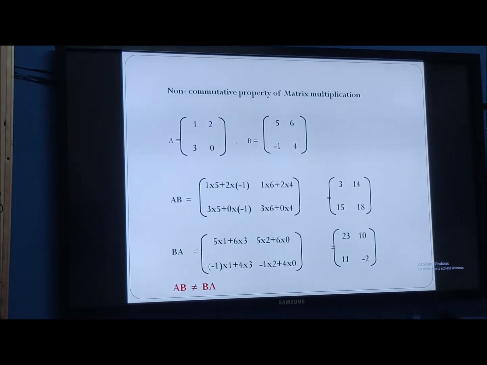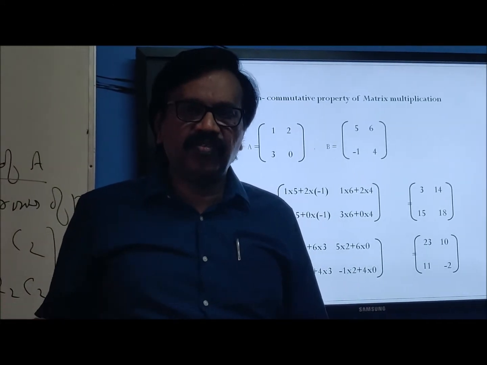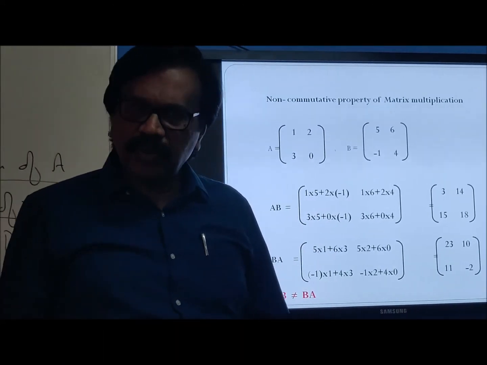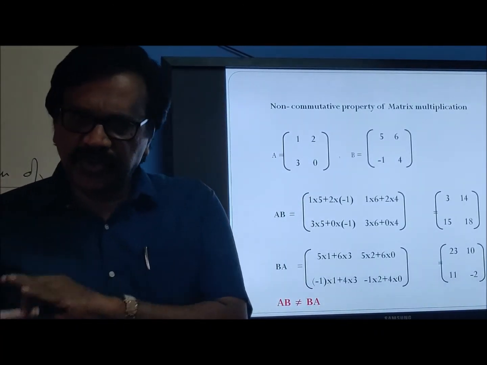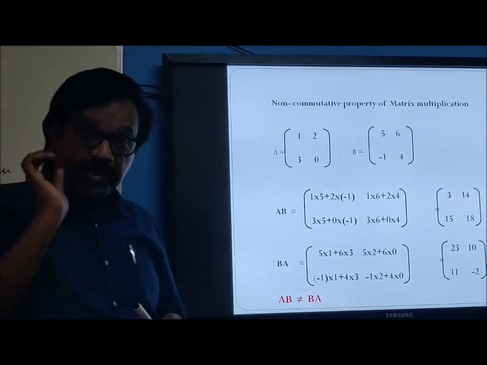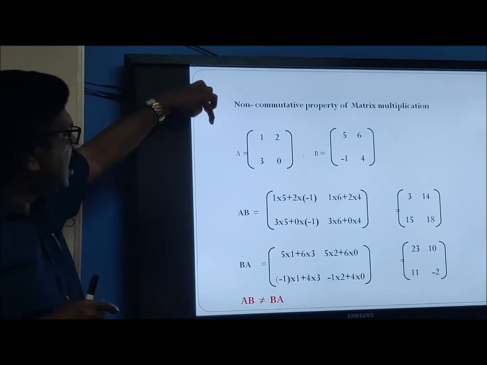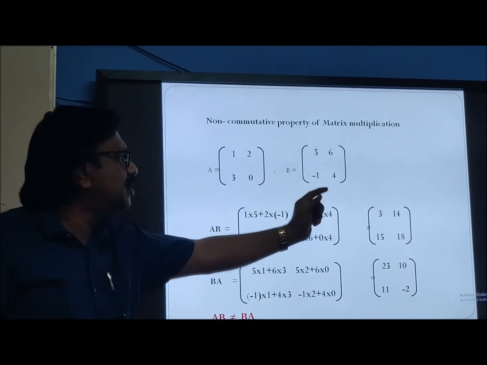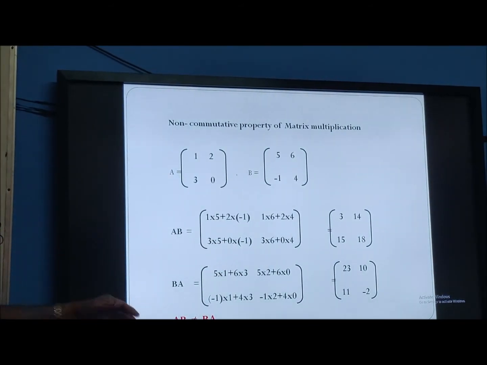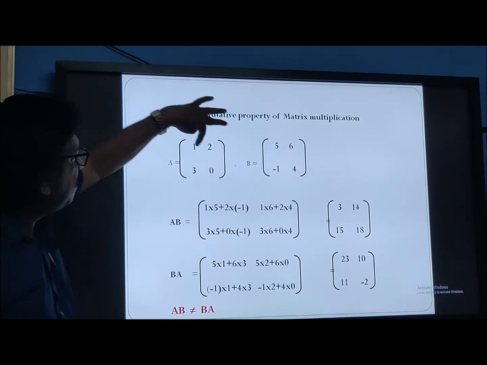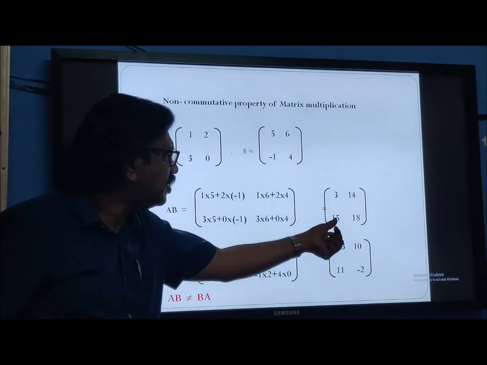We know that multiplication of two numbers is commutative. For example, 4 into 3, 12, 3 into 4, 12, 6 into 4, 24, 5 into 4, 20, 4 into 5, 20. But the interesting thing is how it happens in matrices. Here A is the matrix 1, 2, 3, 0 and B is 5, 6, minus 1, 4. We are calculating AB by the method we know: first row first column, first row second column, second row first column, second row second column. We calculated it like this.